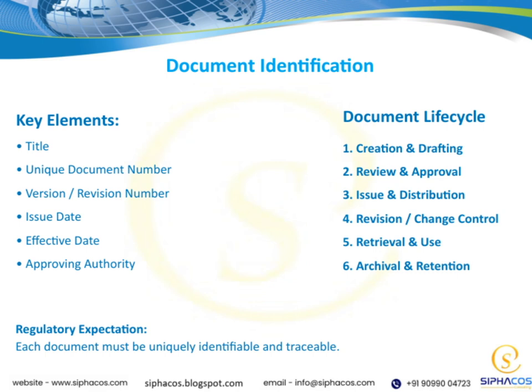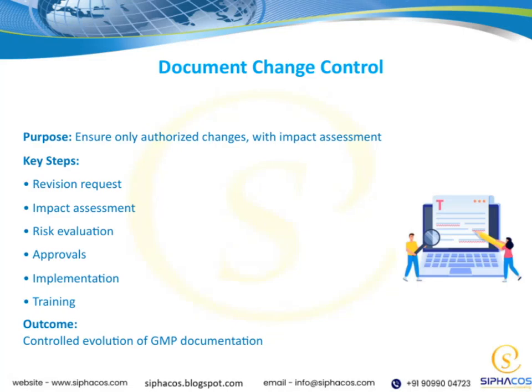All these elements, identification and lifecycle management, work together to ensure our documentation is reliable, traceable, and compliant with regulatory expectations, reinforcing the overall integrity of our quality management system. Let's talk about document change control.